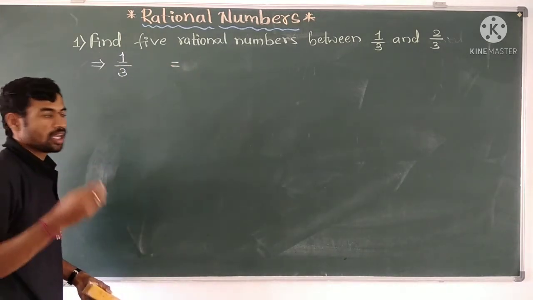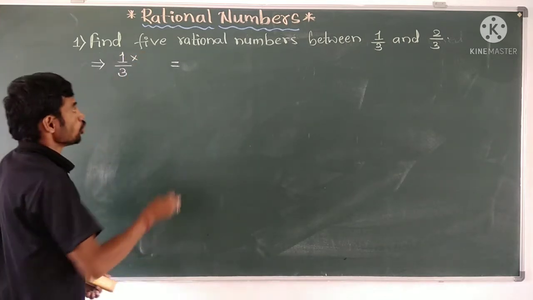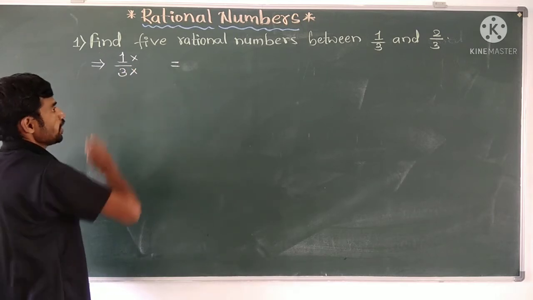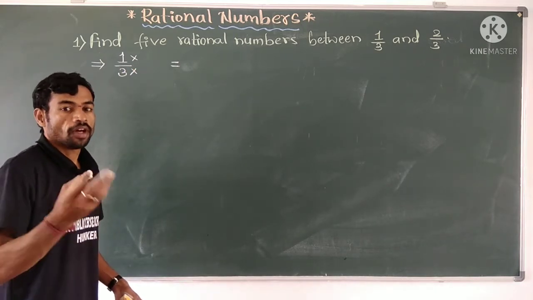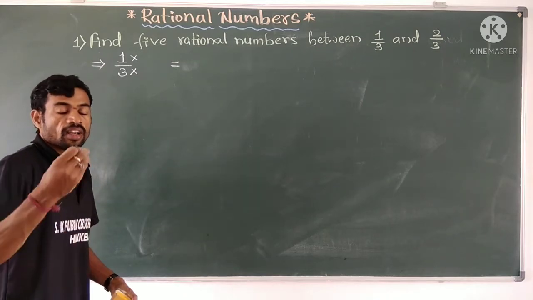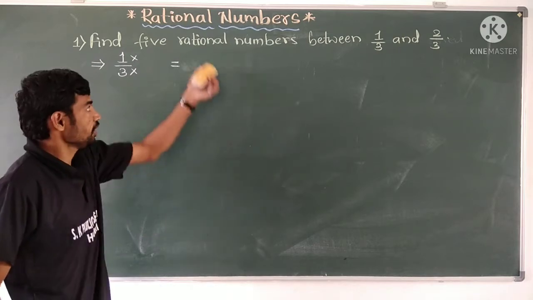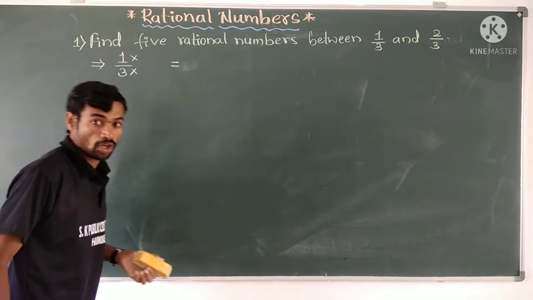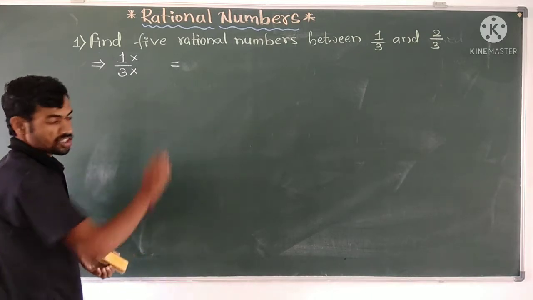Suppose you multiply both numerator and denominator by any number. Any number you can take: 5, 6, 10, 20, any number. After multiplying both numerator and denominator, we obtain an equivalent rational number.